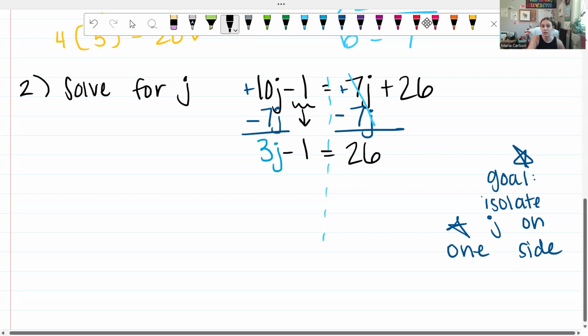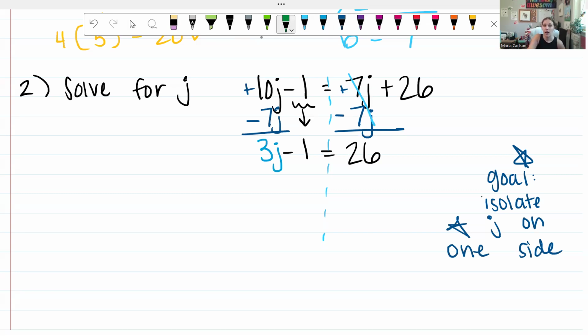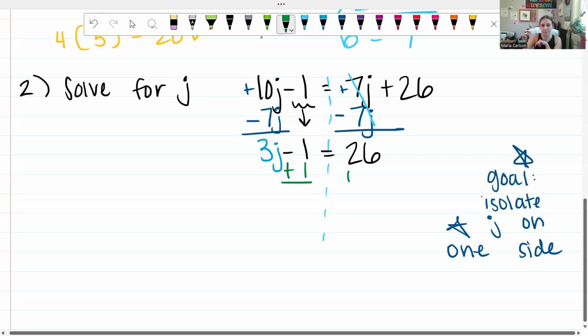Now, continuing to try to get j all by itself, I am going to use the opposite order of operations, with addition and subtraction at the end normally in order of operations. So I'm going to begin with that now when I'm solving. I'm going to try to get j by itself. I need this minus 1 to go away. I'm going to add 1 to both sides then.